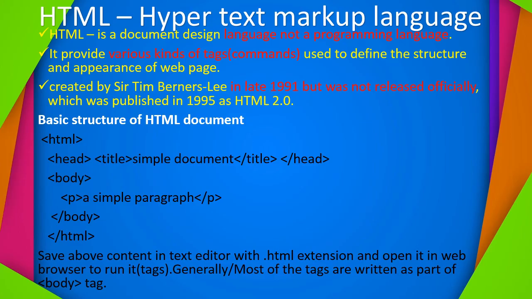So how can we execute an HTML document? We have to type the HTML in any text editor, for example Notepad, and save the file name with the extension .html. If you save with the .html extension, then only it is considered an HTML file. Next, just open it in any web browser, and it will run.